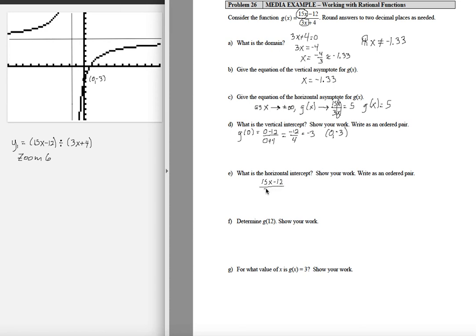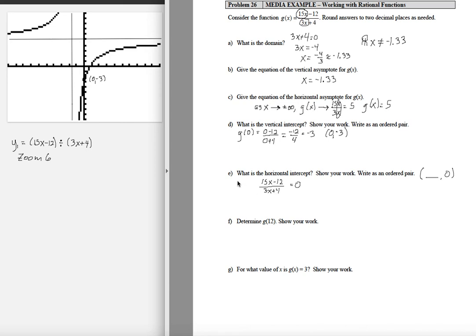15x minus 12 over 3x plus 4 equals 0. So I want to solve this equation. So for vertical intercept, the input is 0. For horizontal intercept, the output is 0. So I'm trying to fulfill the ordered pair something, comma, 0 here. And with this one, it was 0 first and then the output.